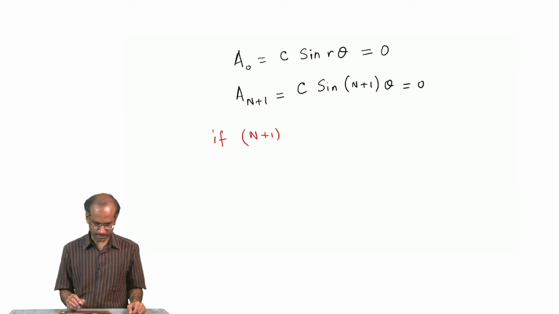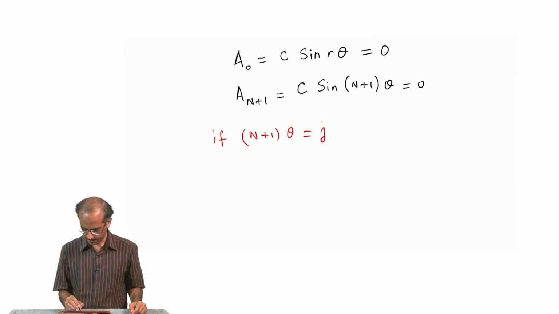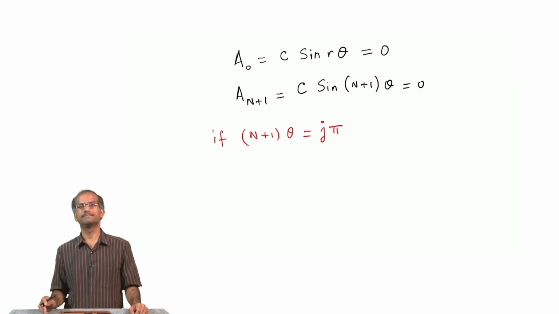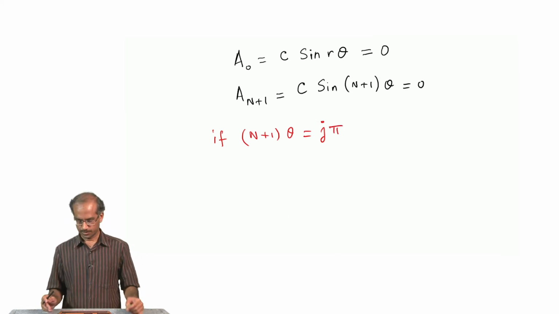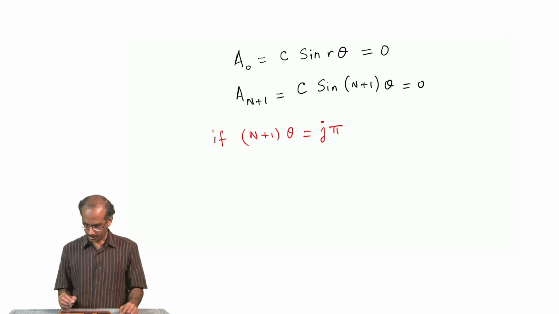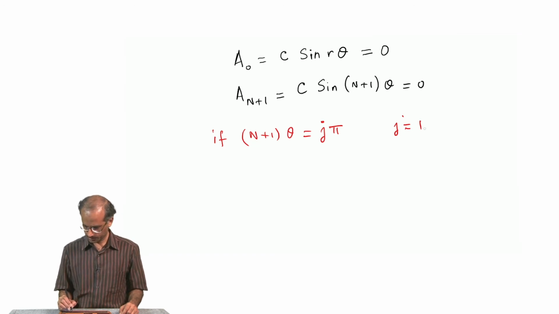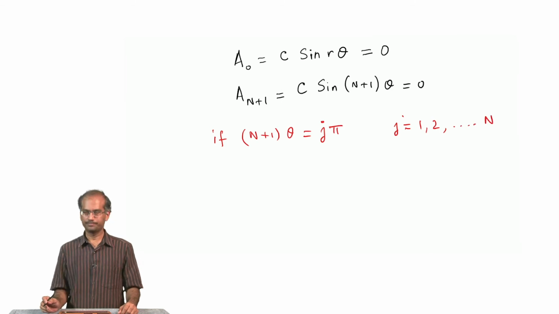n plus 1 into theta is equal to some integer times pi. So, that is the condition when this will be equal to 0, and of course, j will be equal to 1, 2, 3 and so on.